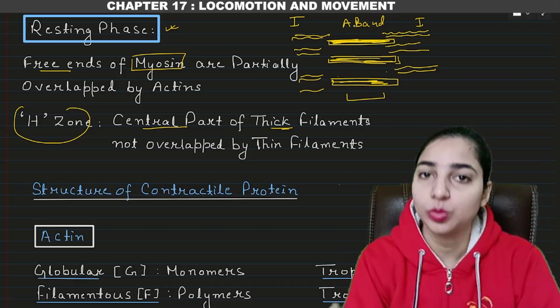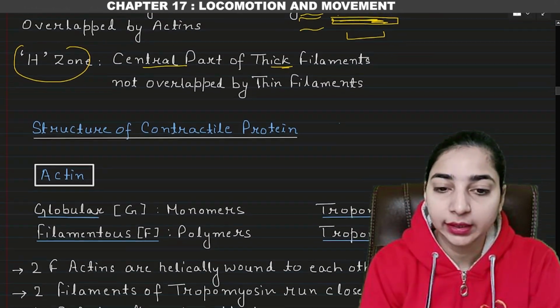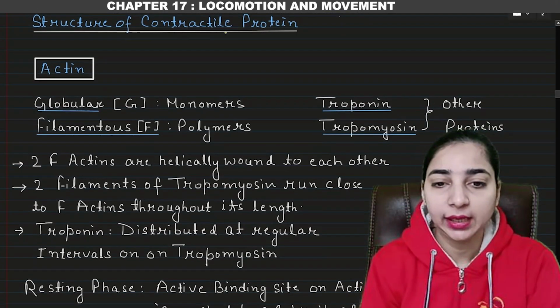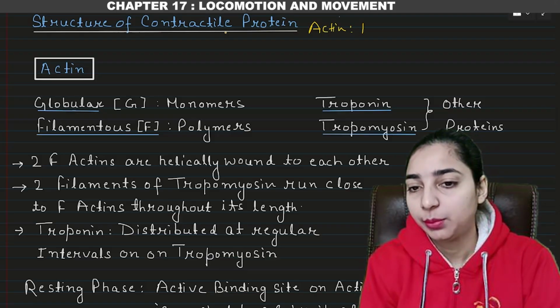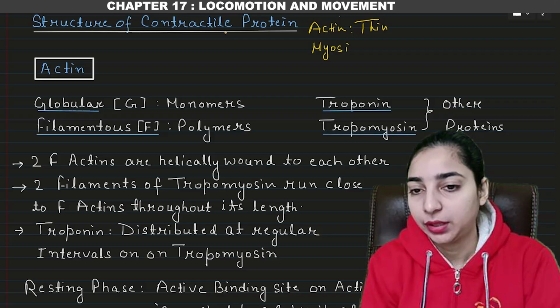Now let's see the structure of the contractile proteins. So what are the contractile proteins? Two proteins are there, actin and myosin, right? Actin, that is the thin filament, and myosin, which are thick filaments.